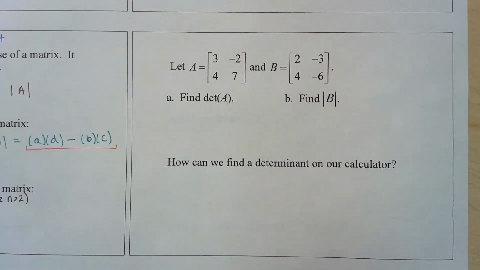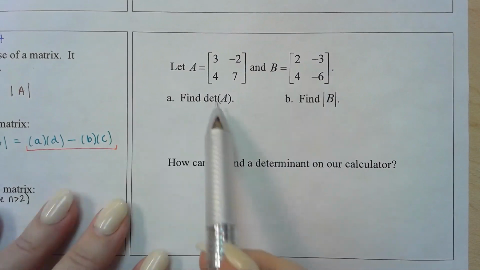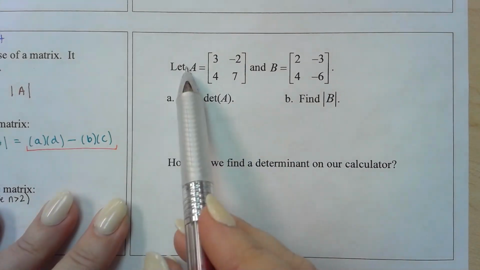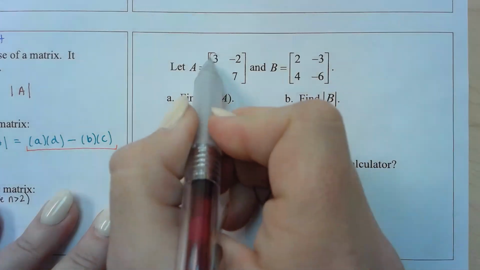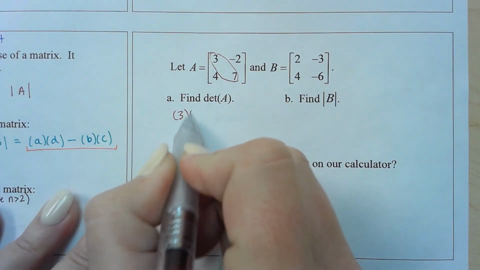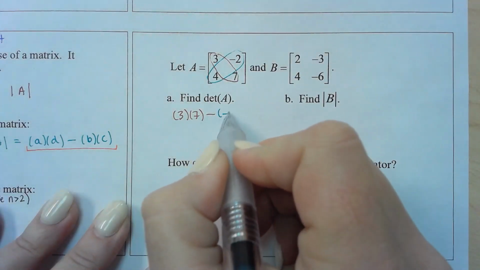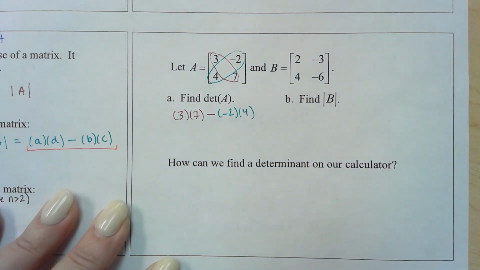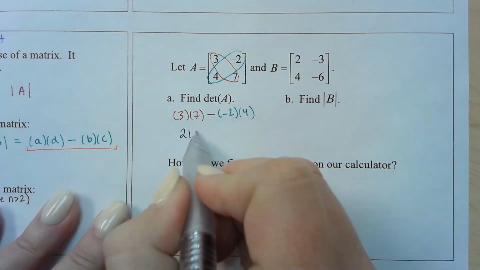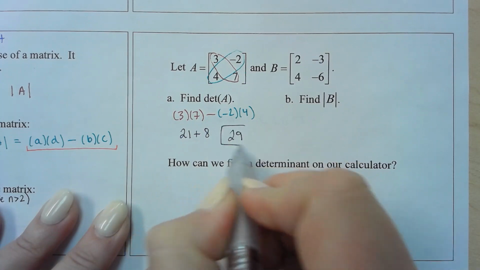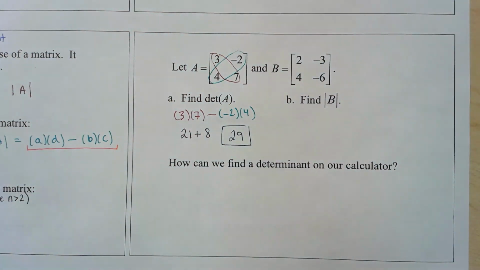All right, so for matrix A and matrix B, they're asking us to find the determinant of A. So I'm going to go to matrix A, and the determinant says we're going to multiply down the main diagonal. So we're going to do 3 times 7, and then we're going to subtract our other diagonal, which is negative 2 times 4. And so we have 21 plus 8, which is 29. Now, this is meaningless right now. I absolutely get it. But in order to continue with our lesson, we first had to take a time out and talk about how do we find this thing called a determinant, because a determinant is used to find an inverse.